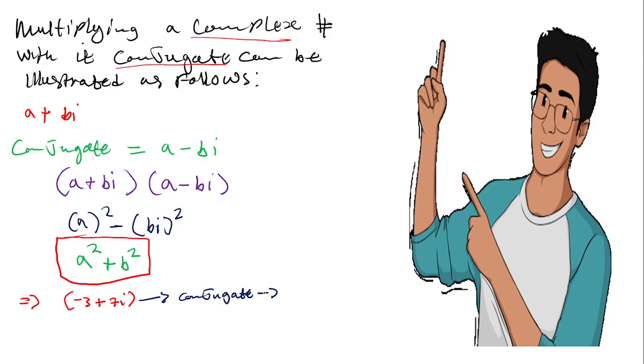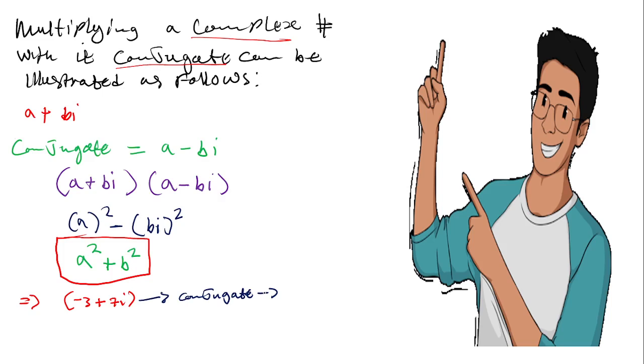So what you are going to have here is as follows. You are going to have an expression where negative 3, okay, this is the difference of two squares. Negative 3 squared, and then you're going to say minus, then you say negative 7i squared. Negative 7i squared, okay?